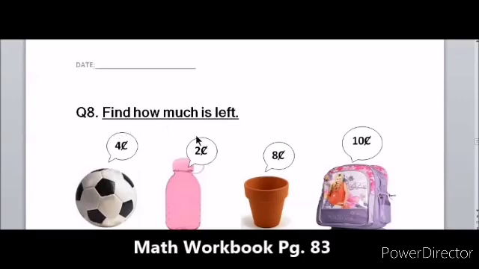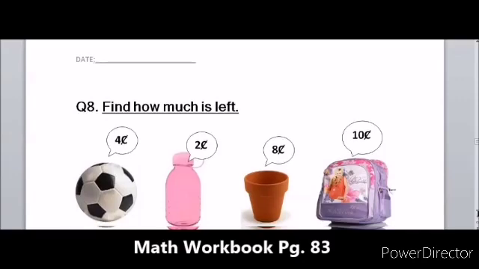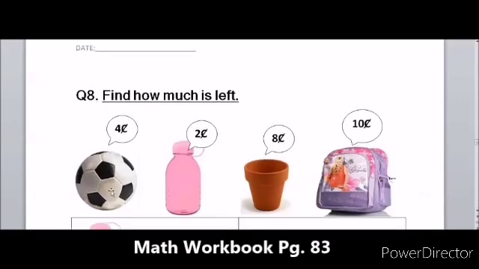Question number 8. Find how much is left. How much is left means we have to subtract. See, there are 4 things given here. Ball, water bottle 2 cents. This flower vase 8 cents. Then this bag is of 10 cents.